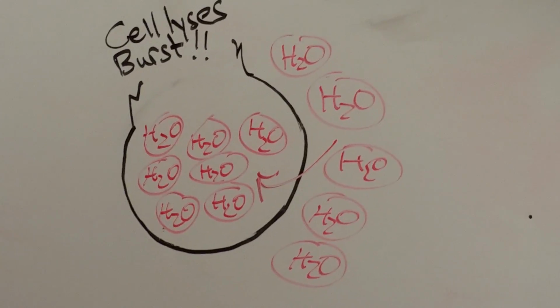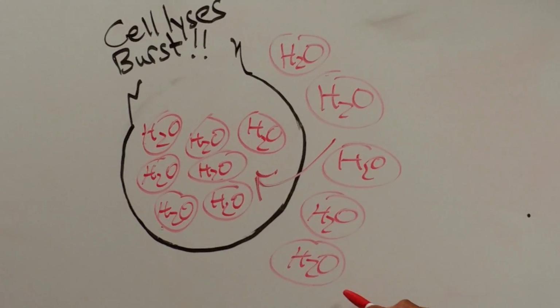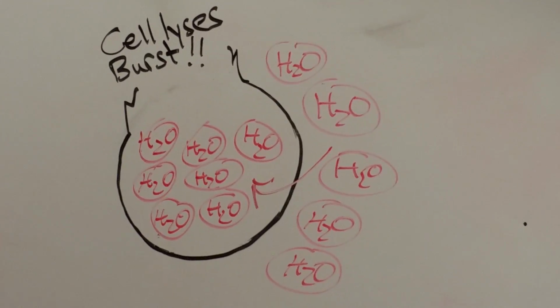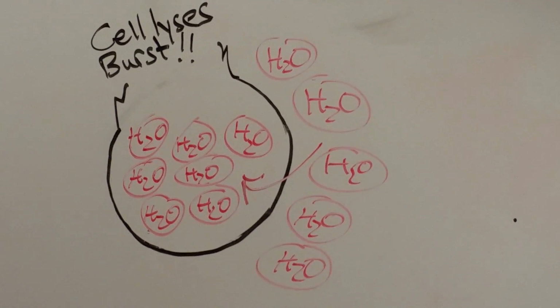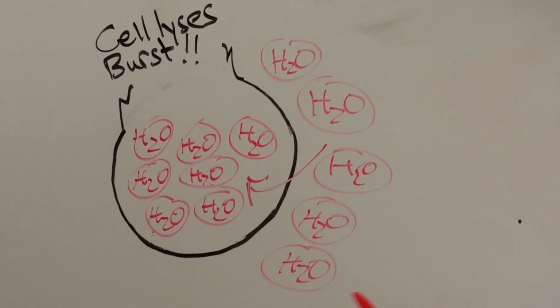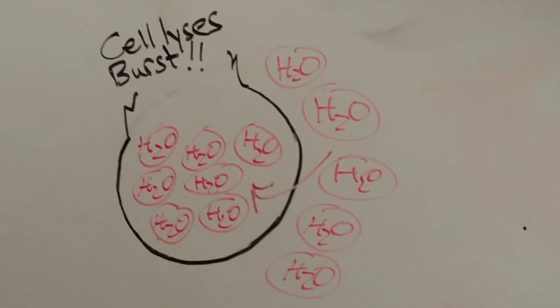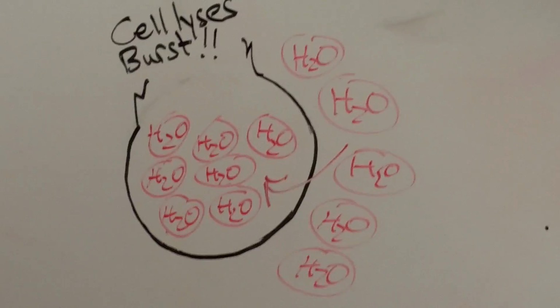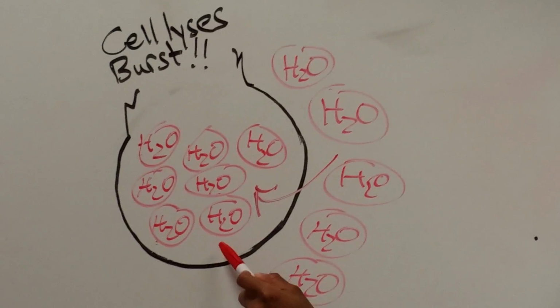If concentrations of dissolved solids are less outside of the cell than inside, the concentration of water inside is greater. When a cell is exposed to such hypotonic conditions, there is a net water movement inside the cell. If excess water is not removed from the cell, then it will burst.